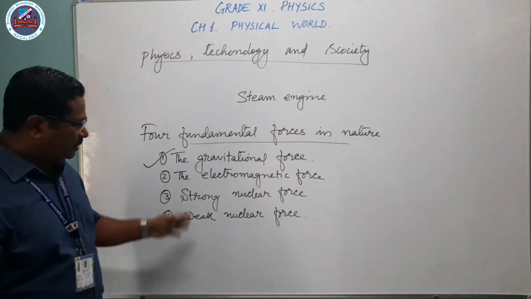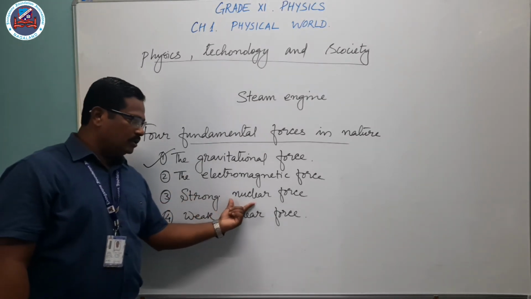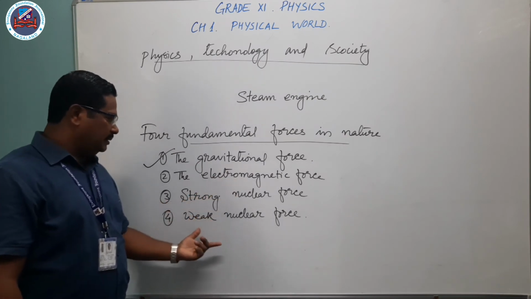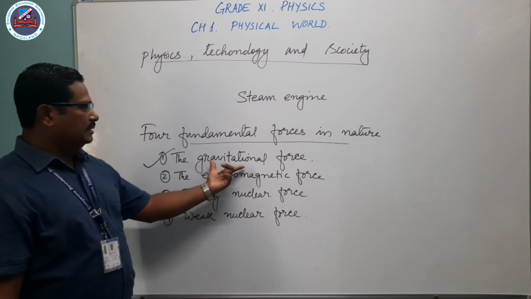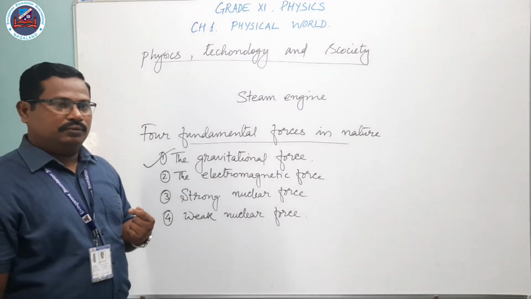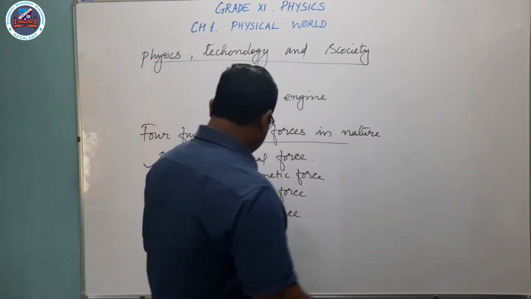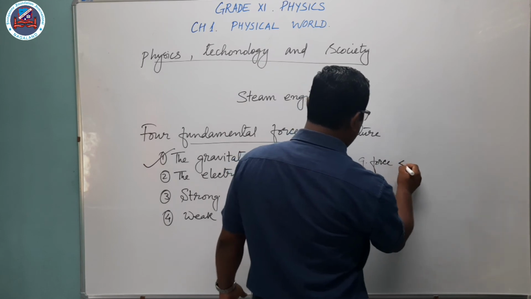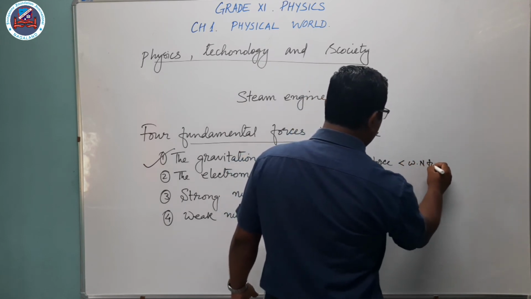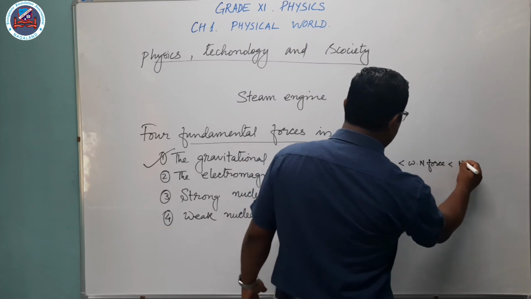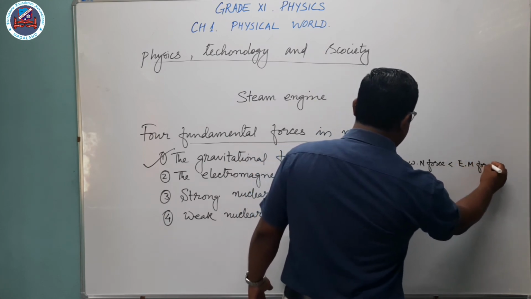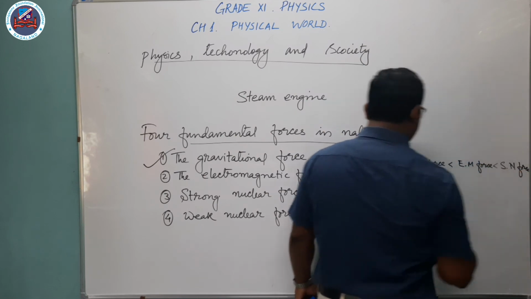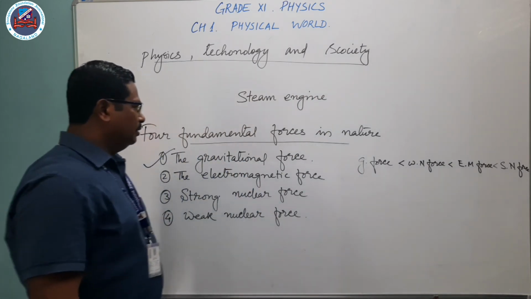So out of all the four forces, the strongest is the strong nuclear force. Next to that comes the electromagnetic force. Then third comes the weak nuclear force, and lastly the gravitational force. So if you arrange them in ascending order, the gravitational force is the weakest of all, then the weak nuclear force, then the electromagnetic force, and at last the strong nuclear force.